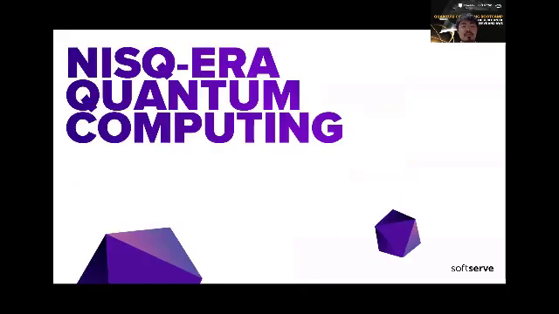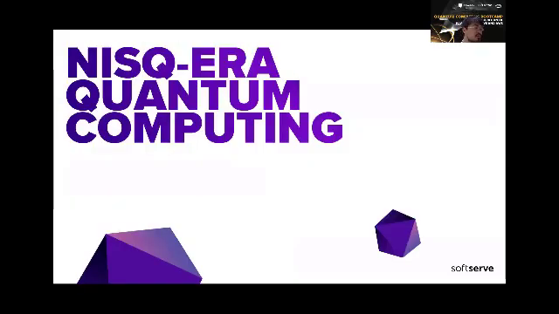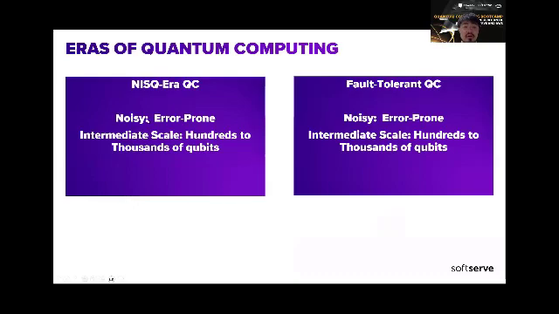And so this just brings us to where we currently are, which is the NISQ era of quantum computing. Oh, this is the old version of the slide. Okay, so NISQ era quantum computing stands for noisy, which means error prone, and intermediate scale quantum computing.